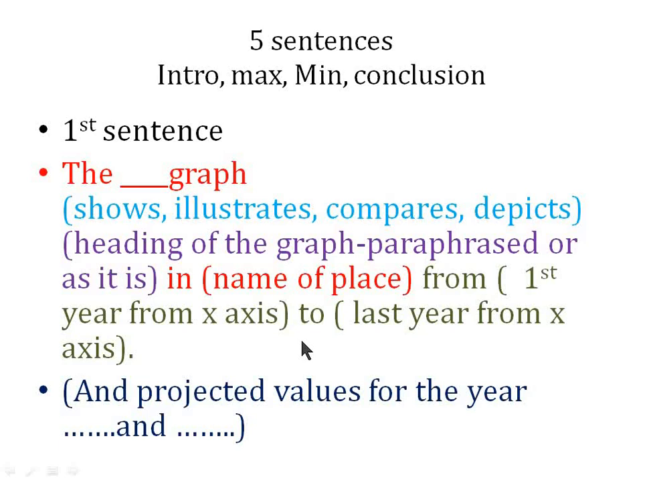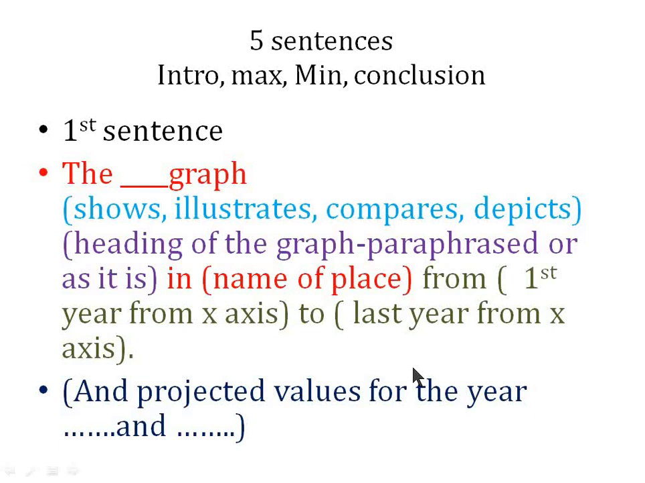If the data is given in the future, you can say "and the projected value for the year" this and this. So the first sentence will be: the line graph shows consumption of potatoes and carrots in India from 1990 to 1994, and projected value for the year 2025. So this is how you will construct your first sentence.